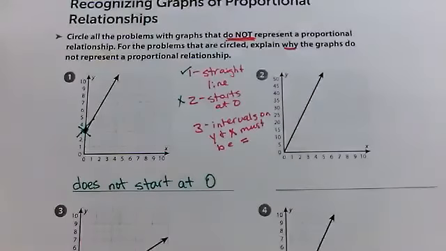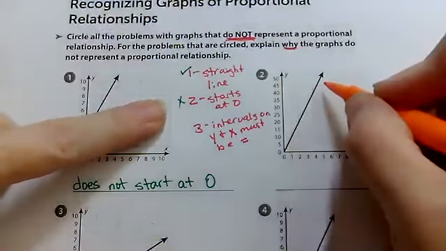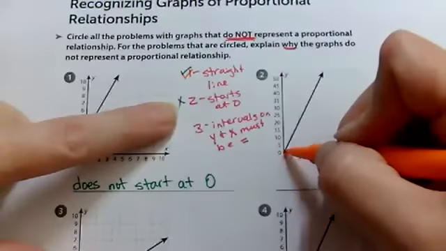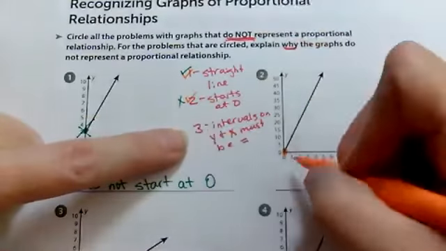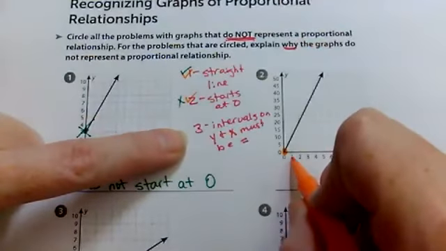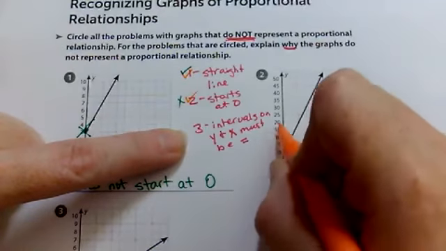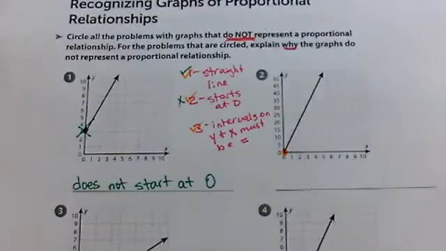All right. Number two. Is number two proportional? Is it a straight line? Yep, sure is. Does it start at 0? Yep, sure does. Number three, are my intervals consistent? Well, 1, 2, 3, 4, 5. Okay, those are consistent. 5, 10, 15. Yep, those are consistent. So, yep. Don't have to circle it. Don't have to do anything to it. We're good.